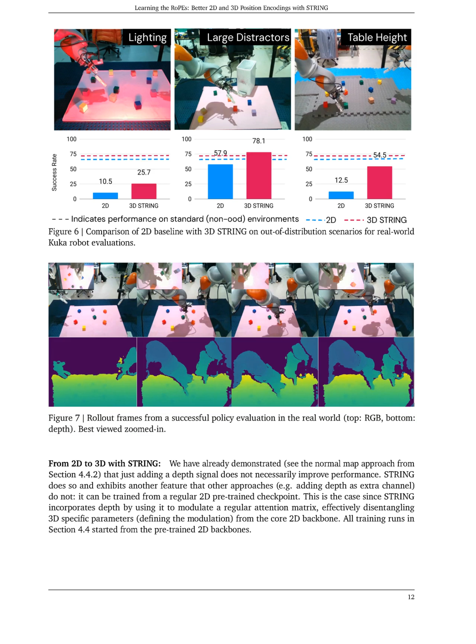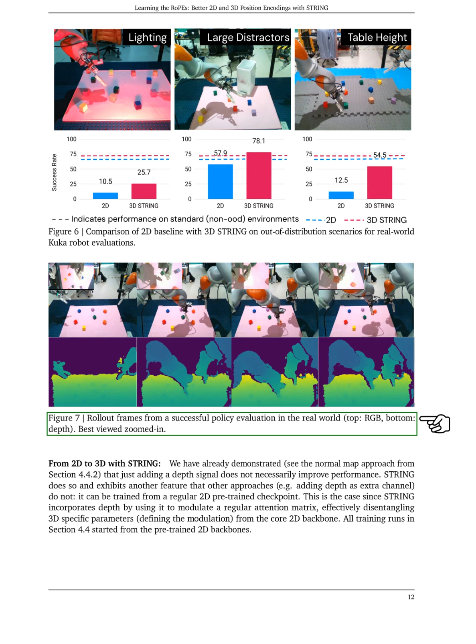Section Summary. In this section, we demonstrate that our STRING method outperforms traditional approaches in robotic manipulation tasks using 3D data, achieving state-of-the-art performance on a KUKA robot. Our evaluations reveal that incorporating depth information significantly enhances the robustness and success rates of the manipulation policies, particularly in challenging out-of-distribution scenarios.